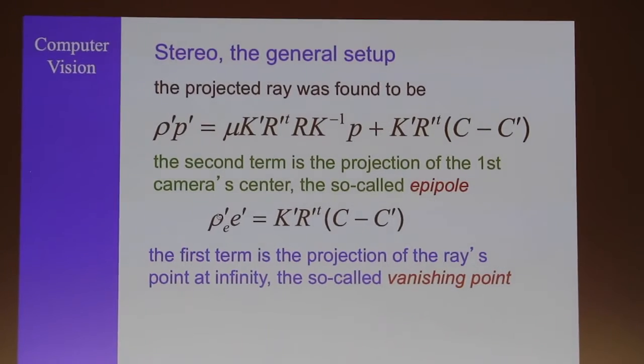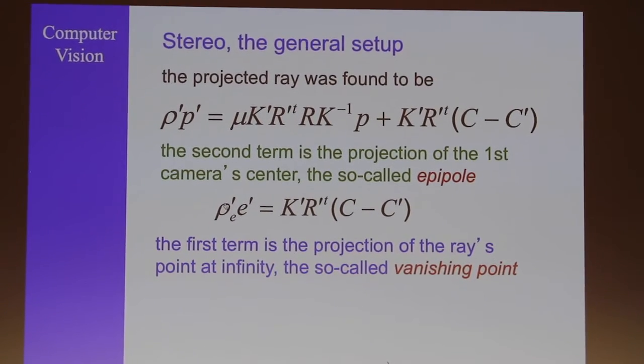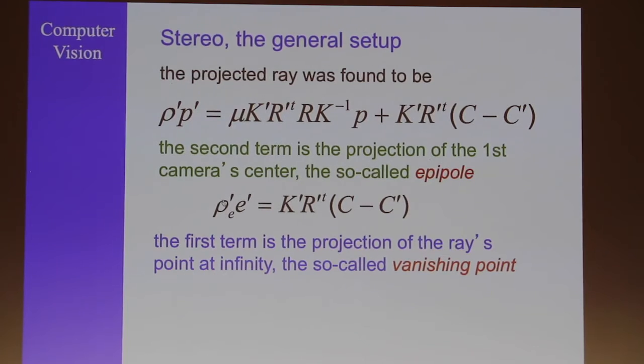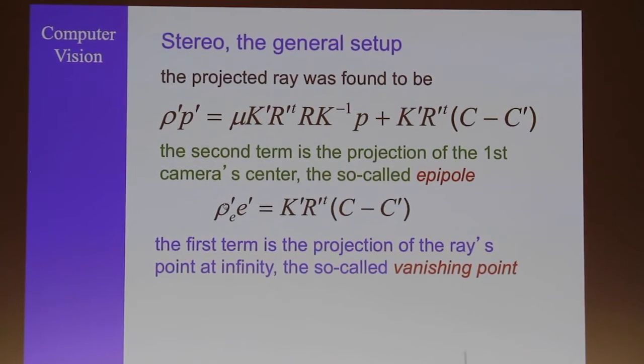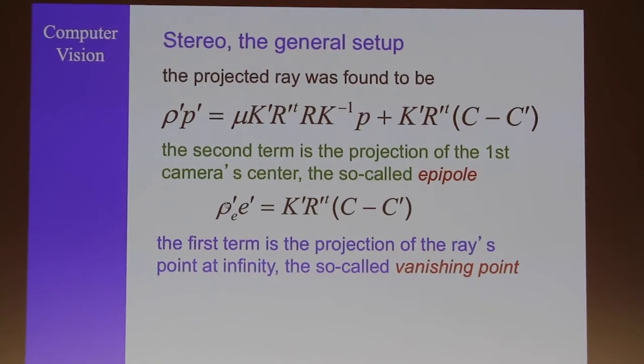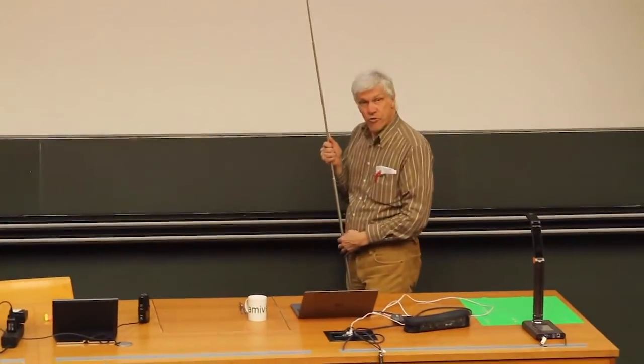In fact, we will see that this corresponds to the projection of the ray's vanishing point, or point at infinity. So it's where the second camera sees the point at infinity of the projection ray of the first camera. And probably I best draw that.